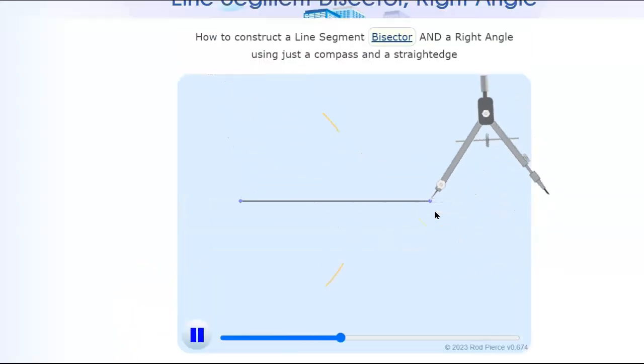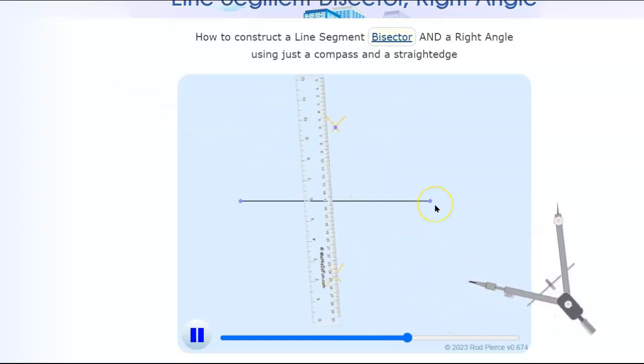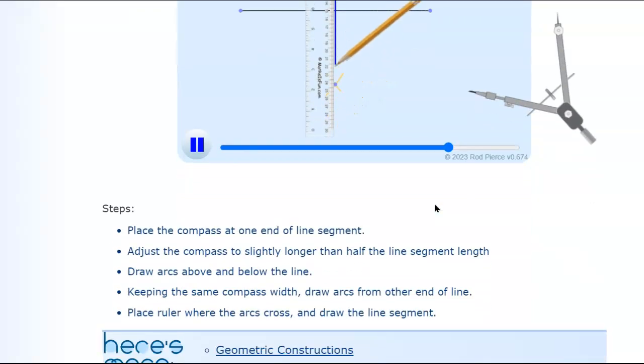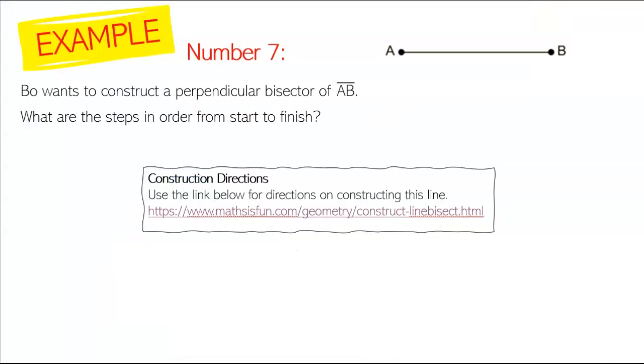An arc above, an arc below. We've got some arcs here, and draw a straight line. You can also see the directions are right here, and these are all in the classroom if you want to look at those at any time. So again, construction directions, you can find them in the classroom.